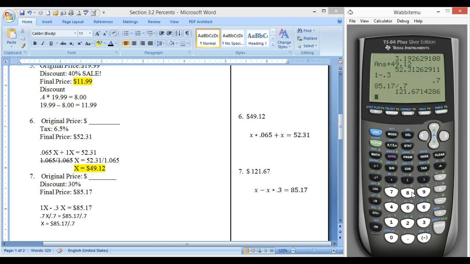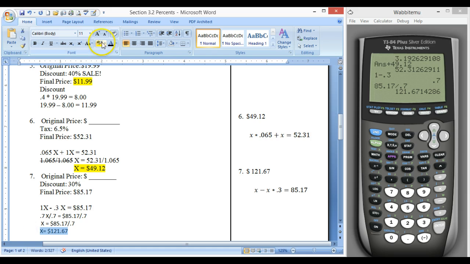It's bigger. Should that be bigger on this one? Yeah, because this was a discount. I need the original price to be a larger number because I was discounted the 30% to get my final price. So this is x equals the original price of $121 and round that to the nearest penny, so 67 cents.